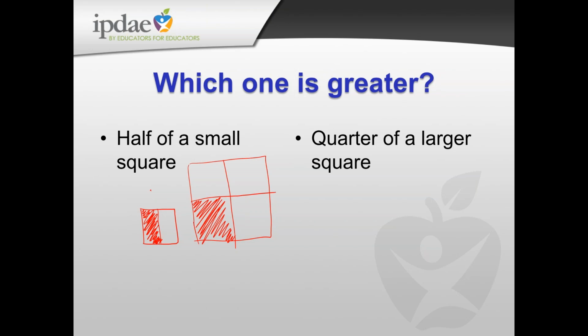Or do you see that the larger square would always be bigger than the smaller square? The quarter of the larger square would always be greater than the half of a smaller square. And I could show you the reverse too, and I could show you when they're equal. Let's say, for example, this is your small square.